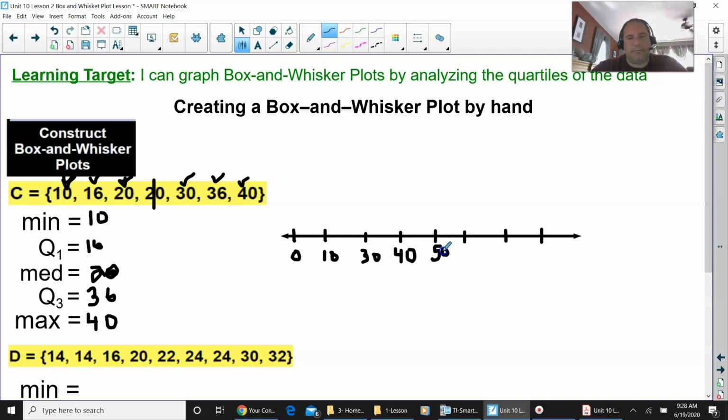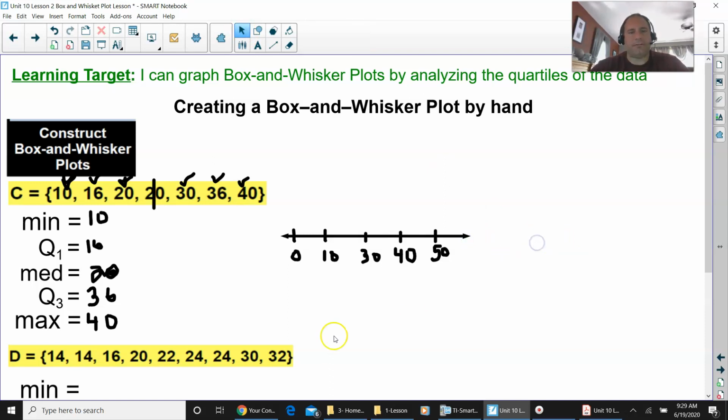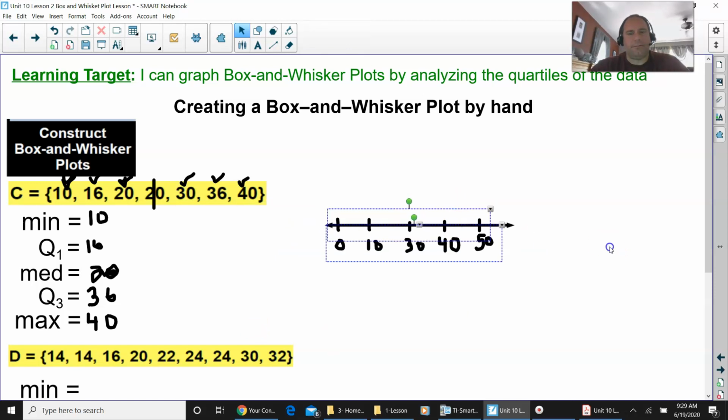Just like that. And I'm going to shorten down my number line, because I don't need those numbers, so my number line will look like that. All right.